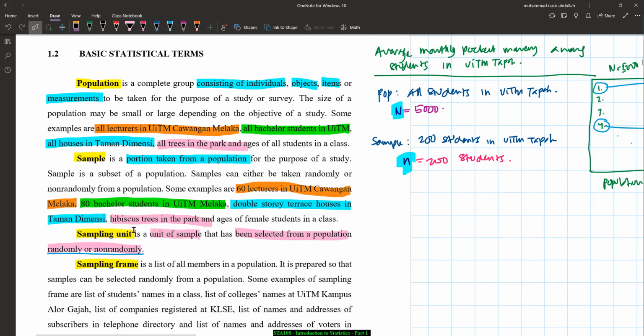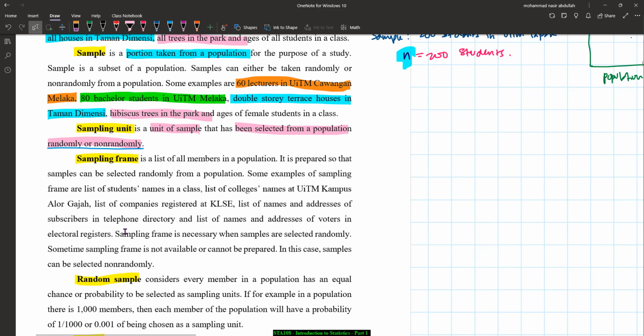Okay, so another term that we need to understand is sampling frame. Sampling frame is a list of all members in the population. Right, it's a list of all members in the population, consisting of their information, such as name, phone number, matrix number, course, ID and so on. So why do we need the information? Because when we have the information, when we make a sample, we want to contact the sample that we select later, randomly or non-random.